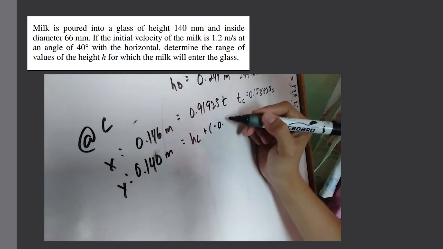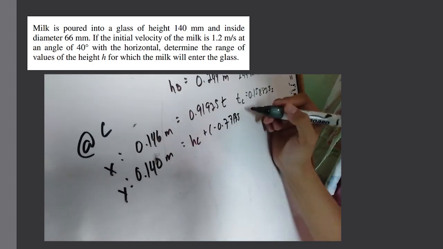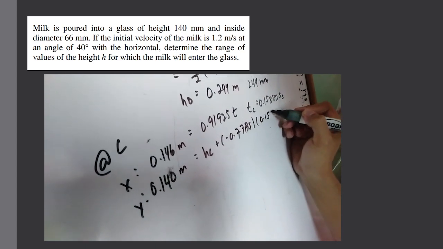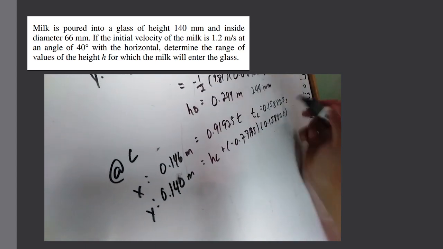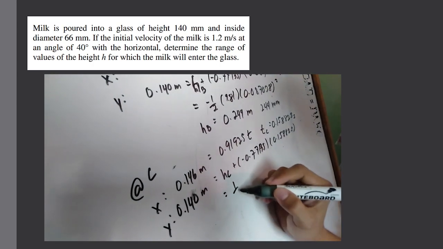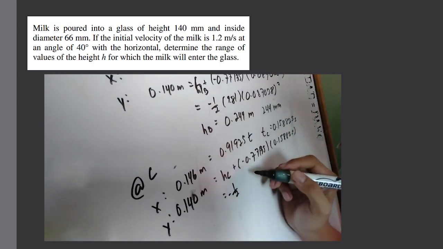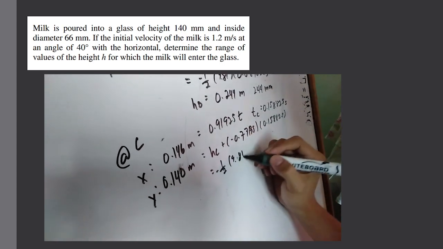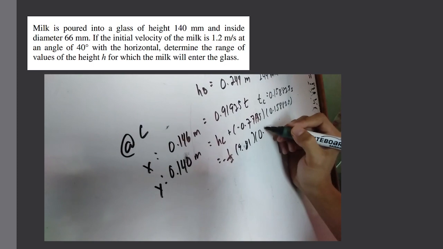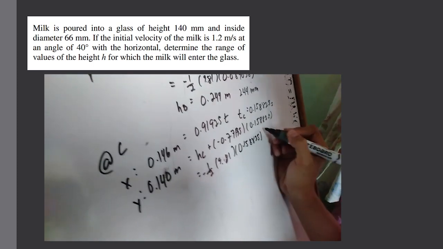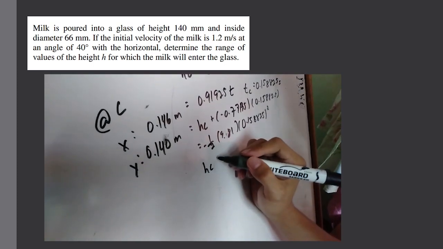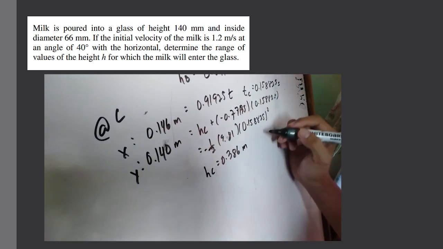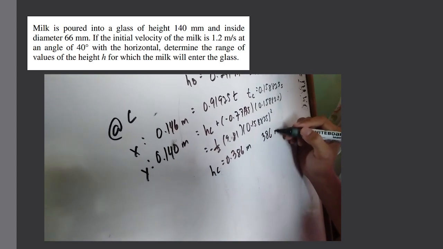Plus negative 0.77135 meters per second times our time, which is 0.158825 seconds. So again, 1/2 times 9.81 meters per second squared times 0.158825 squared. So our HC is equal to 0.386 meters, or simply 386 millimeters.